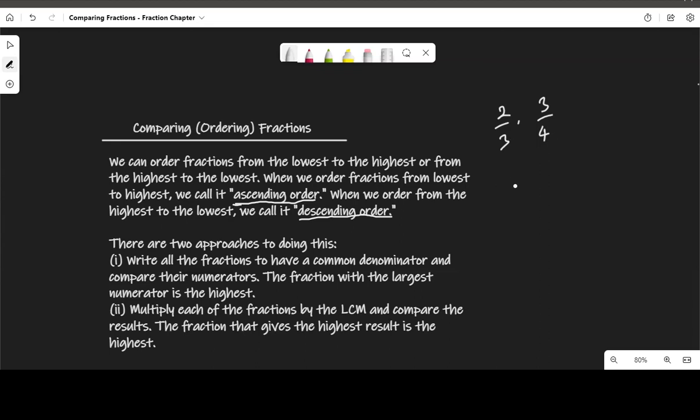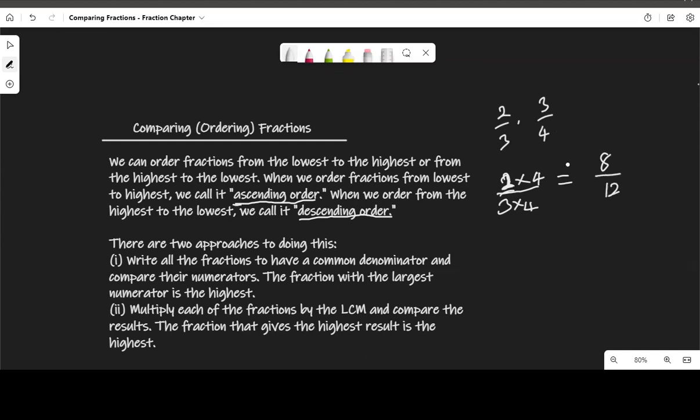So for the first fraction, 2 over 3, what am I going to multiply 3 by to give me 12? That should be 4. And whatever I do to the denominator, I have to do to the numerator. I have to multiply this 2 by 4 too. So 2 over 3 is equivalent to 2 times 4, which is 8, over 3 times 4, which is 12.